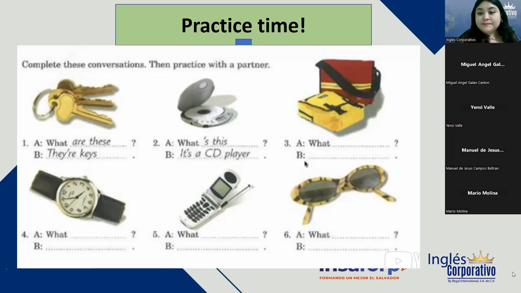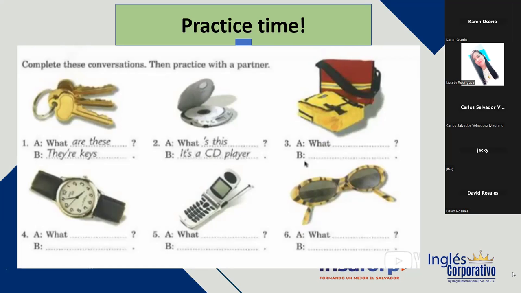Let's go with number four. What about Kevin Ernesto, number four? What's this? It's a watch. Exactly. Thank you, Kevin. Correct. Let's go with Lisette Rodriguez, number six. What's this? It's a... Okay, thank you, Lisette. Thank you for your effort.